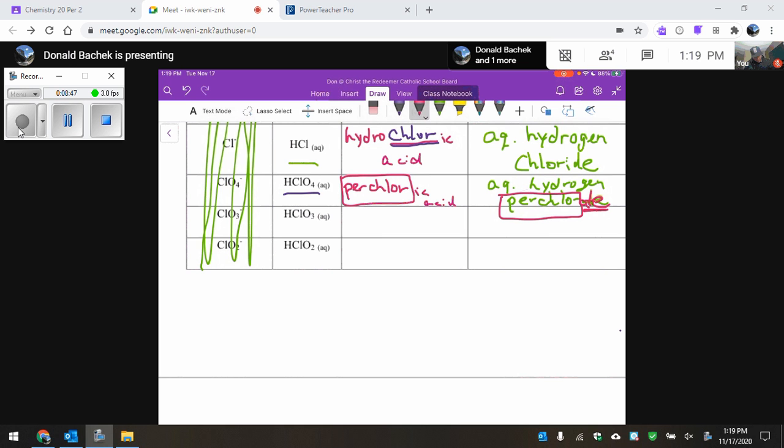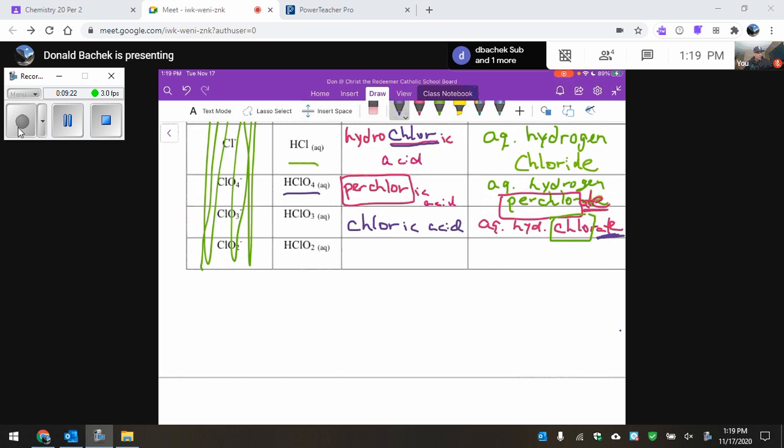This one here would be aqueous hydrogen chlorate. Okay, polyatomic ion. Again, that's the root of the word right there, chlor. And then I've got this "ate" part right here. That "ate" is going to change to "ic". So I'm going to drop the "ate" and put the "ic" on. I'm still going to use the root of the word: chloric acid. Okay, a little different than the other one. Of course, the other one was perchloric acid.